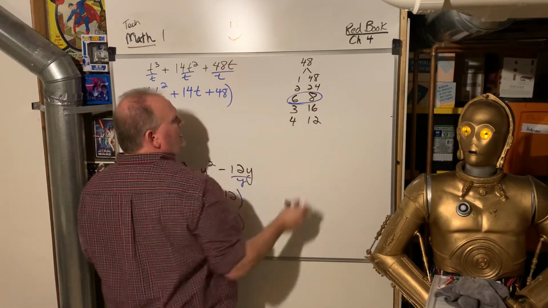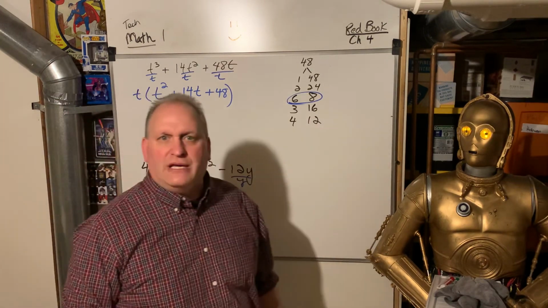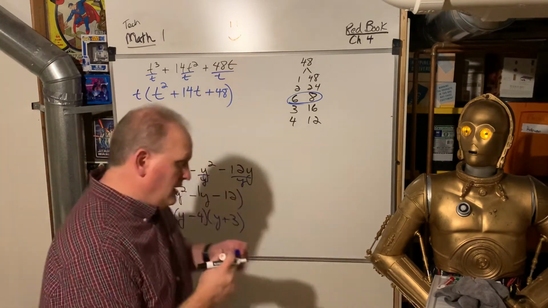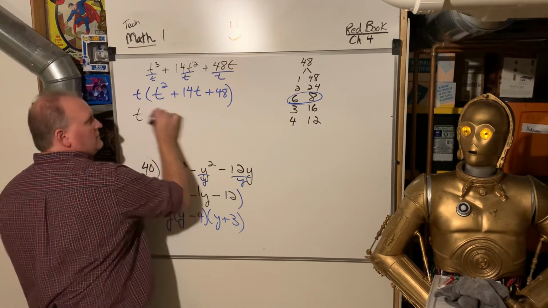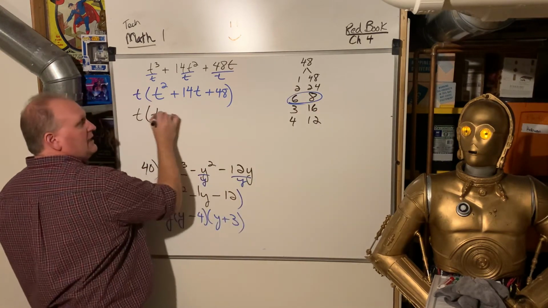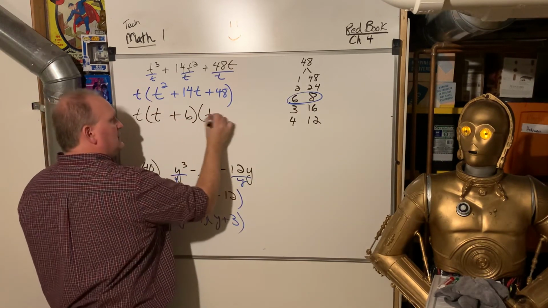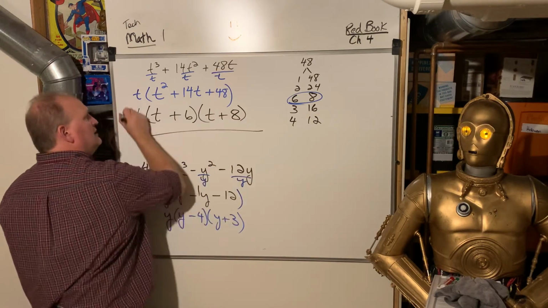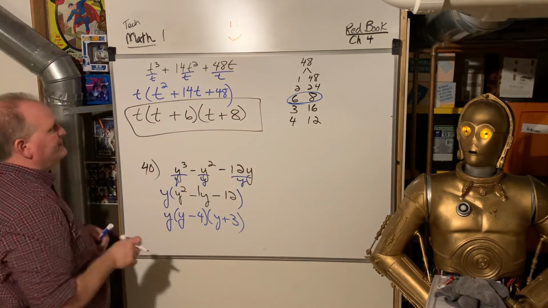So you might not have even had to do this. That might have been the first thing that popped into your head when you saw 48. You might have thought, 6 and 8. And so if you can just do it without doing the list of suspects, that's fine. T plus 6, T plus 8. And there we go, factored form.